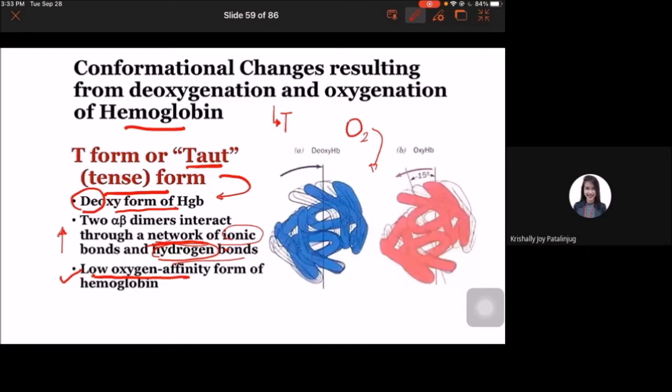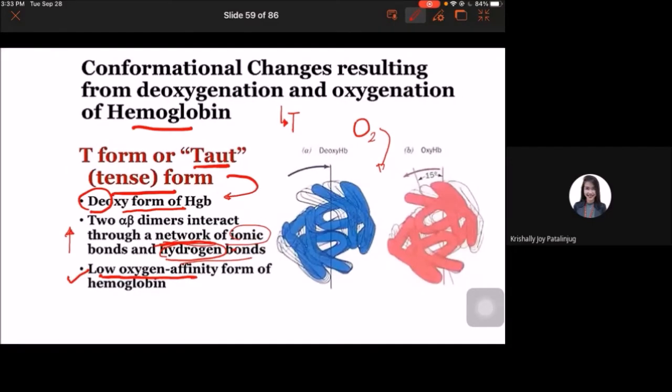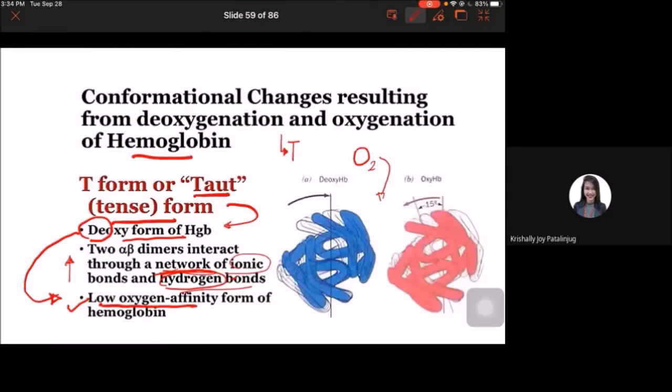deoxyform of hemoglobin. O kapag de nga prefix, does it imply more oxygen or empty oxygen? Diba? It implies empty, de, na may removal of oxygen. Kumbaga mababa yung oxygen. Okay, so reflective lang yan dito. Kasi nga, nagkakaroon ng low oxygen binding kapag ganyan yung form ng hemoglobin. Okay, so that's for the tense form.